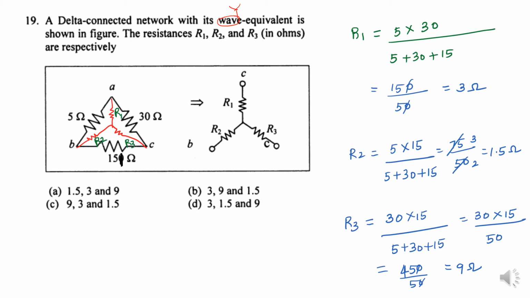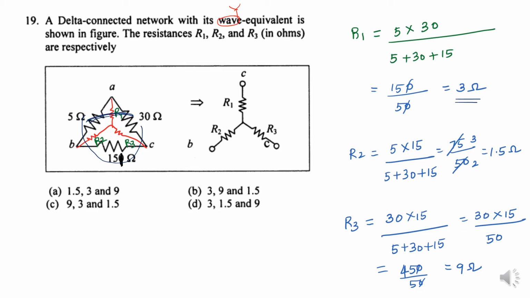First of all R1. What is R1? Multiply the adjacent resistances. What are the adjacent resistances here? 5 into 30. And add all the three resistances together, 5 plus 30 plus 15. That is 150 divided by 50. That is 3 ohm. And next, in the similar manner, find out R2.